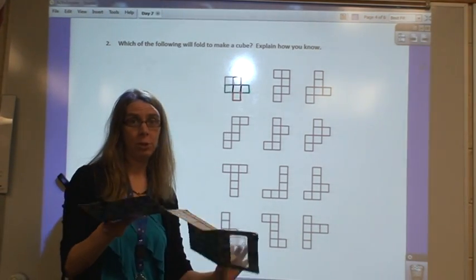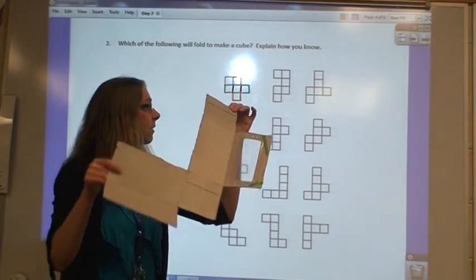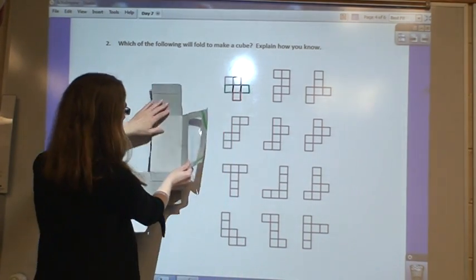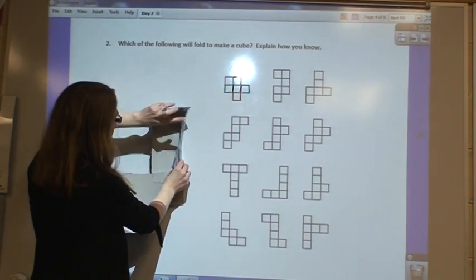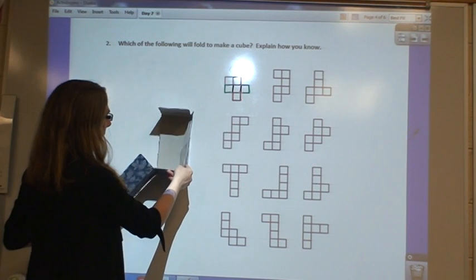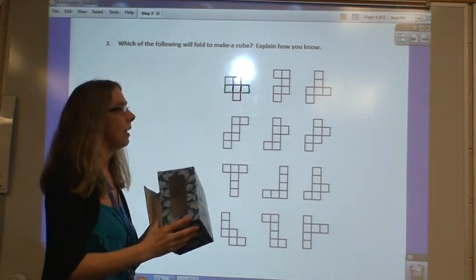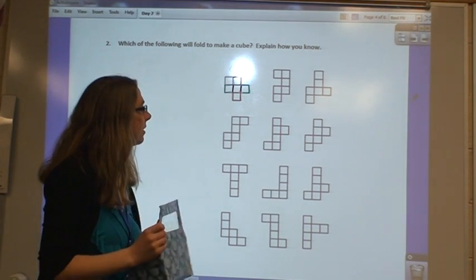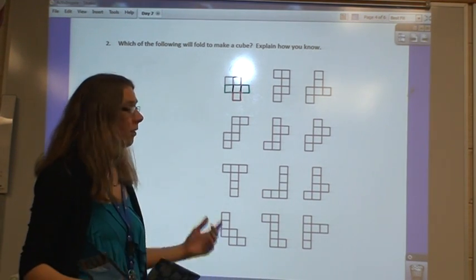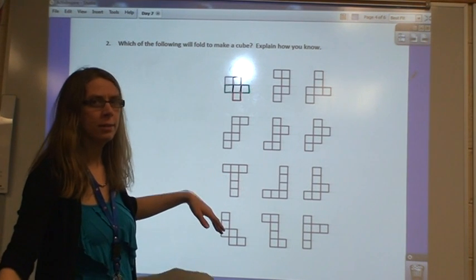But once again, just so you know, if you can take this flat shape like this and you can fold it up and it can make a cube without cutting any of the pieces off, then it is going to be a net. So if you want, you could even cut some of these out yourself at home and figure it out that way. But I want you to give them a try, see how it goes.